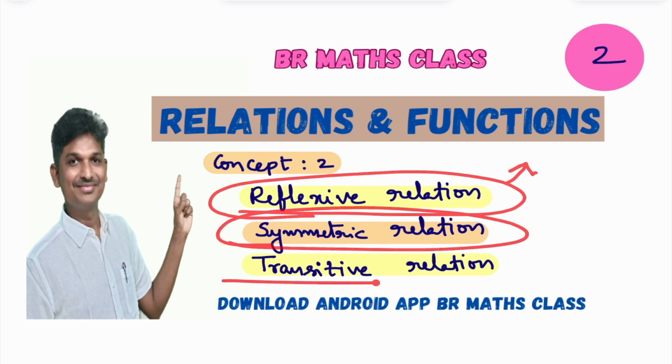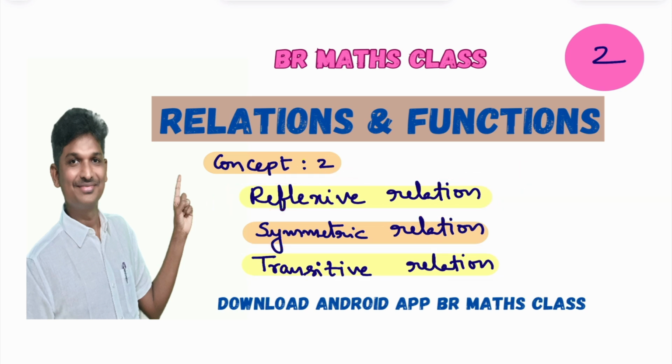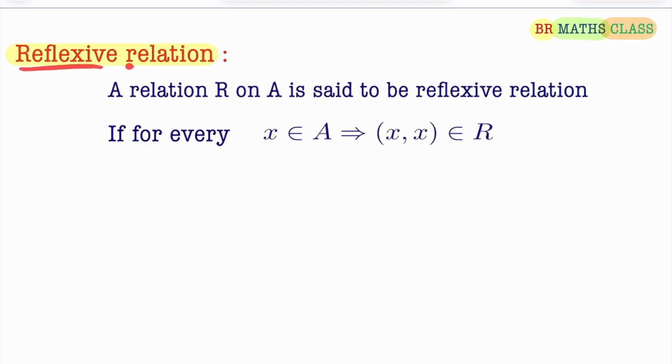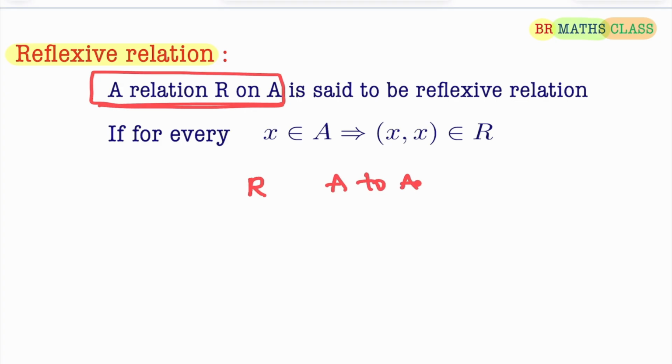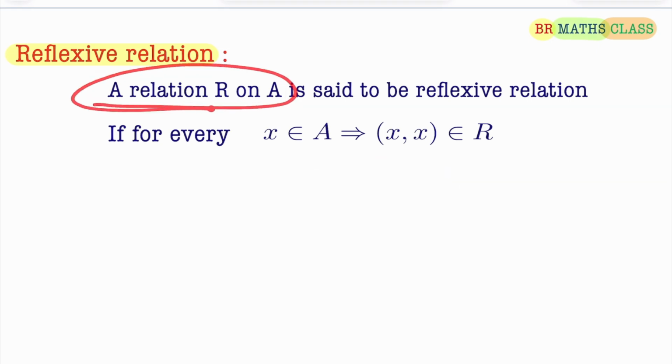Understanding these definitions is very important. Let's see what is the definition of reflexive relation. You see, reflexive relation. A relation R on A, what it means? It means that R is a relation from A to A, right? This we discussed in last class. A relation R on A, that means R is a relation from A to A, is said to be reflexive relation.